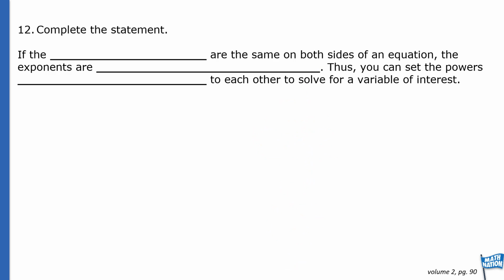So for this one, let's complete this statement. If the blank are the same on both sides of an equation, the exponents are blank. Thus, you can set the powers blank to each other to solve for a variable of interest. I'll give you 5 seconds. Okay, make that 30 seconds to figure out what those missing pieces are.